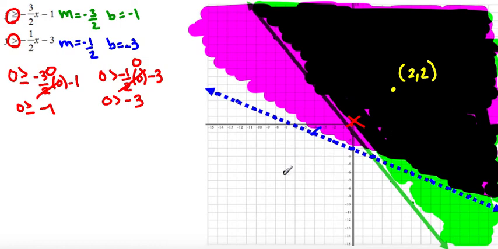So my non-solution example is -7, -6, but it could be anything in this area.